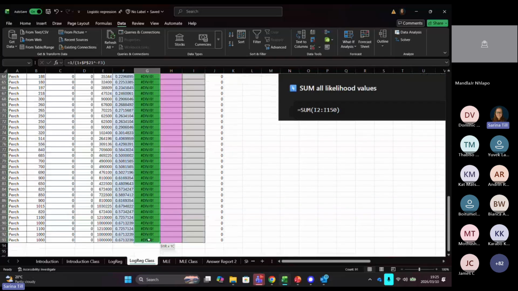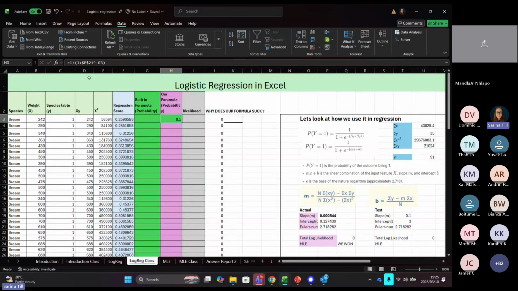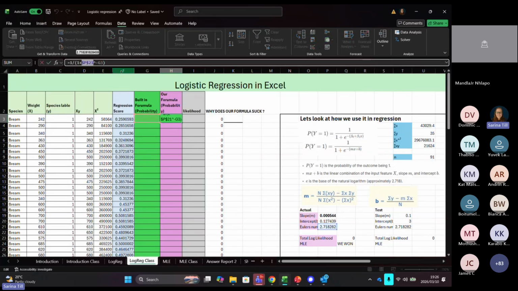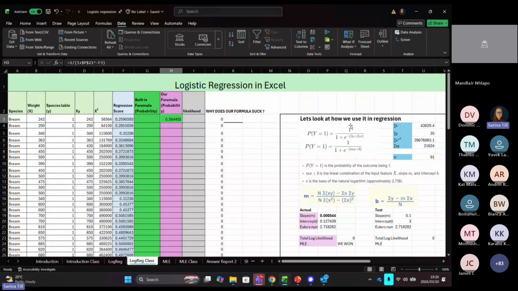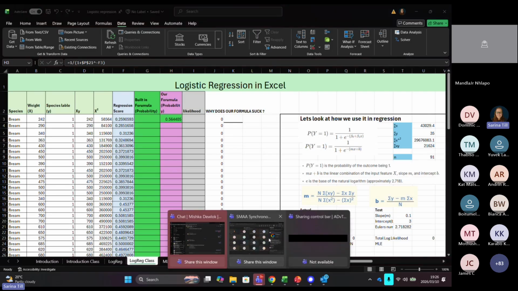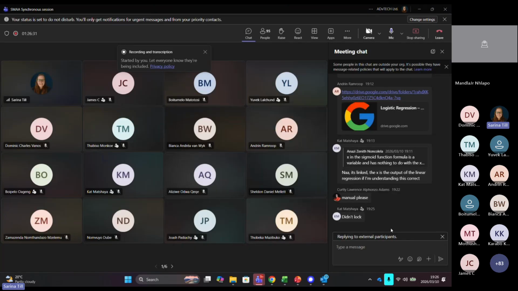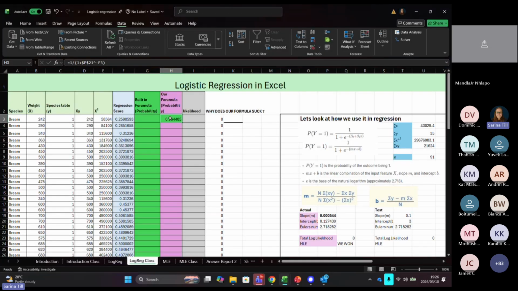Okay, it just changed because Excel picks up if we copy and paste stuff. So it should be 1 divided by 1 plus Euler's number, and then this is our regression score. So that is 1 divided by 1 plus Euler's number to the power of negative our regression score. Is everybody with me so far, with me clicking on 9 million places? Do you see we've done that manual calculation? Does it make sense? And do you see that we came out at a value of 0.5?